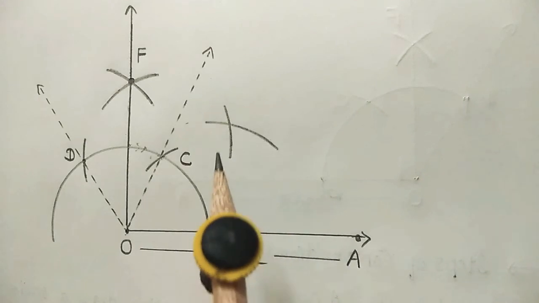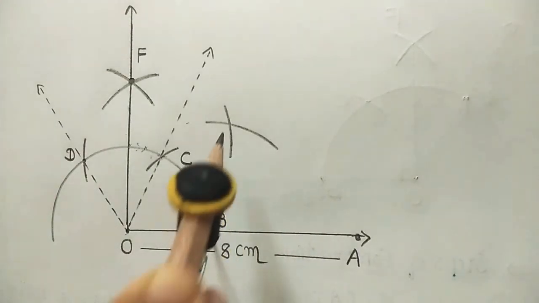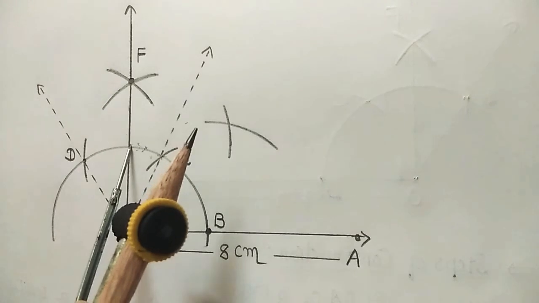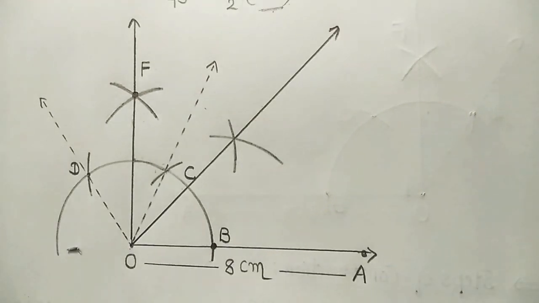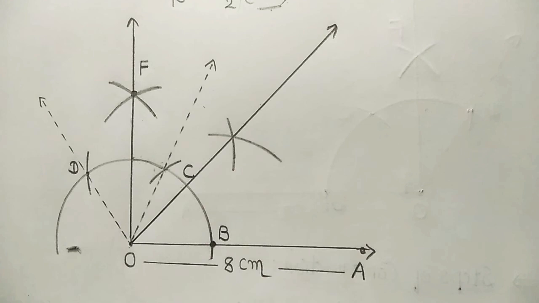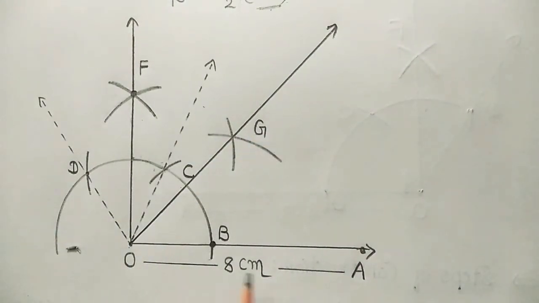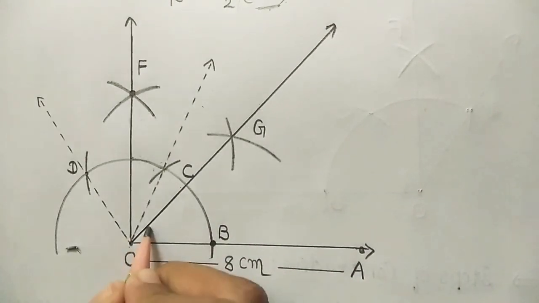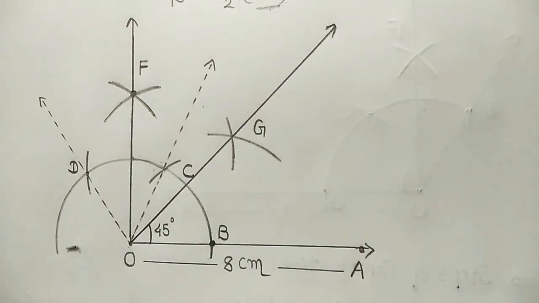So we will consider more than half of the radius between angle AOF, and then we'll draw an arc keeping B as center, and then keeping this point as center we'll draw an arc. Now we'll join, and this intersection point of the arcs we will name as G. So now angle AOG, that is of 45 degree. This angle is of 45 degree. Okay.